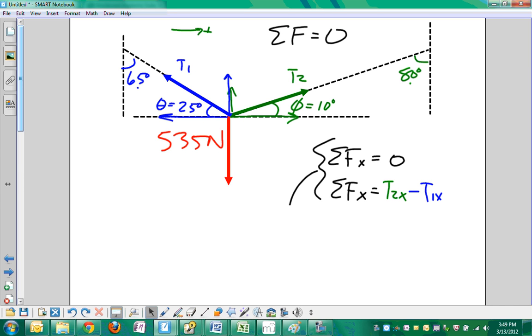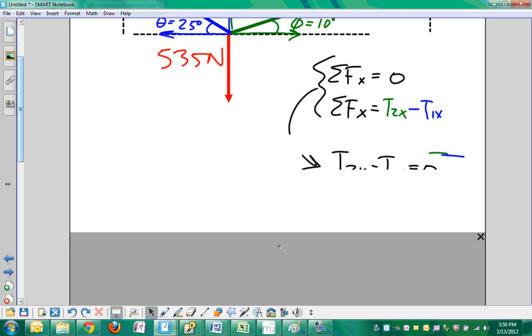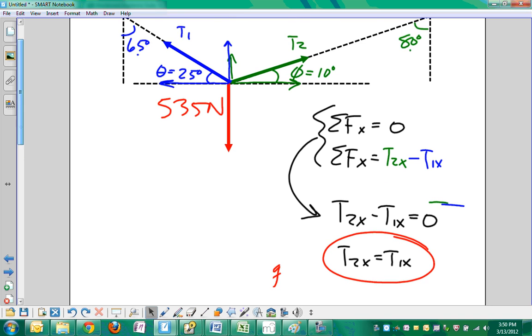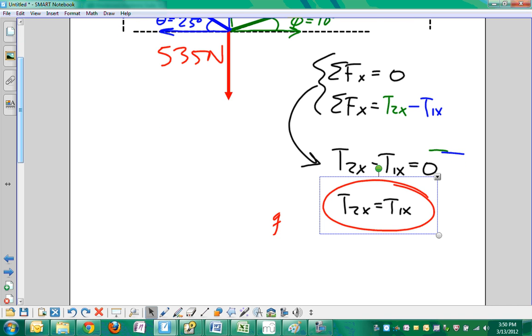Net force in the x direction is also equal to T2x, the x component of T2, minus the x component of T1, because this is pointing in the negative direction, that's why the negative sign. Putting those together, we get that T2x minus T1x is equal to 0. Then moving on a little further, we can see that T2x is equal to T1x. If you started right here, that's fine. You just sort of intuitively see that their x components have to be balanced. The two-equation strategy can help you get here if you don't know that that's true, but if you know that's true, that's a fine place to start.